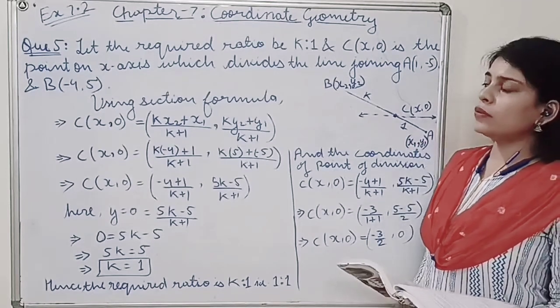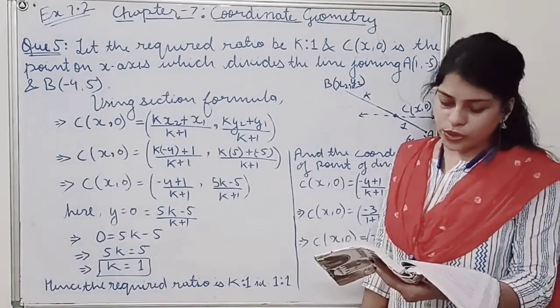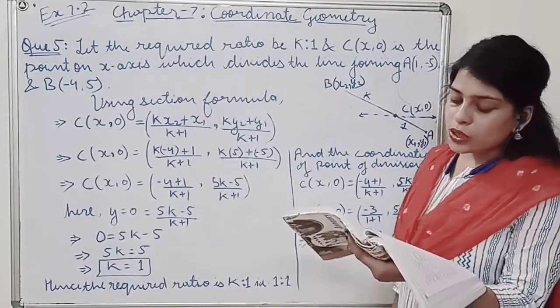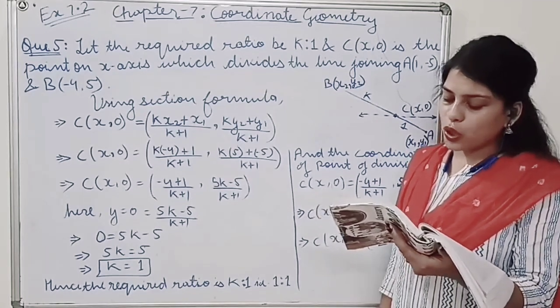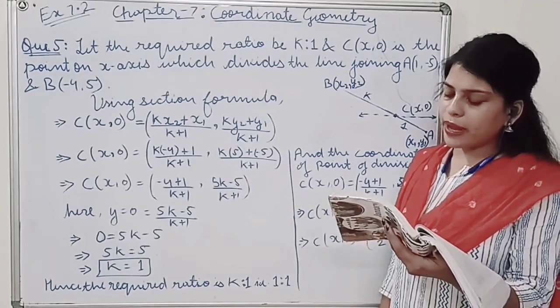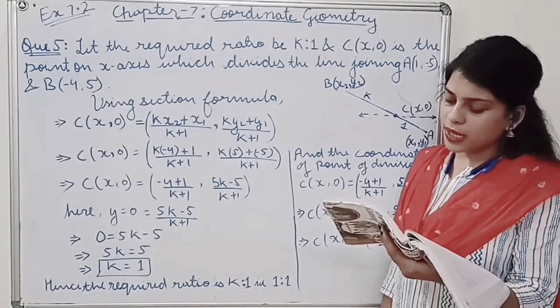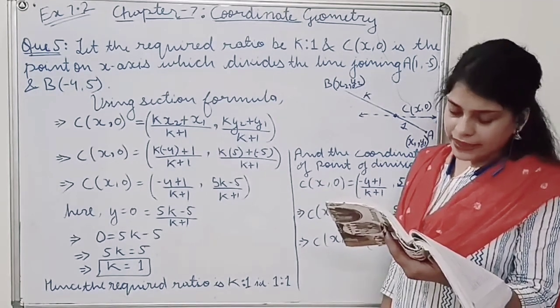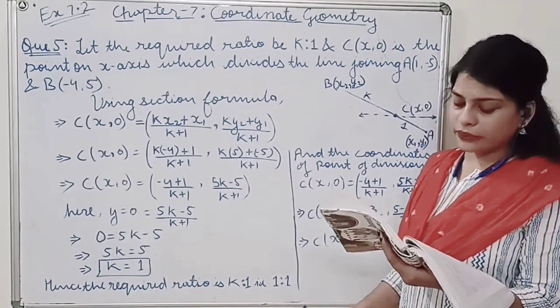Next we will solve question number 5 of exercise 7.2. Listen to what the question is. Find the ratio in which the line segment joining A(1, -5) and B(-4, 5) is divided by the x-axis. Also find the coordinates of the point of division.